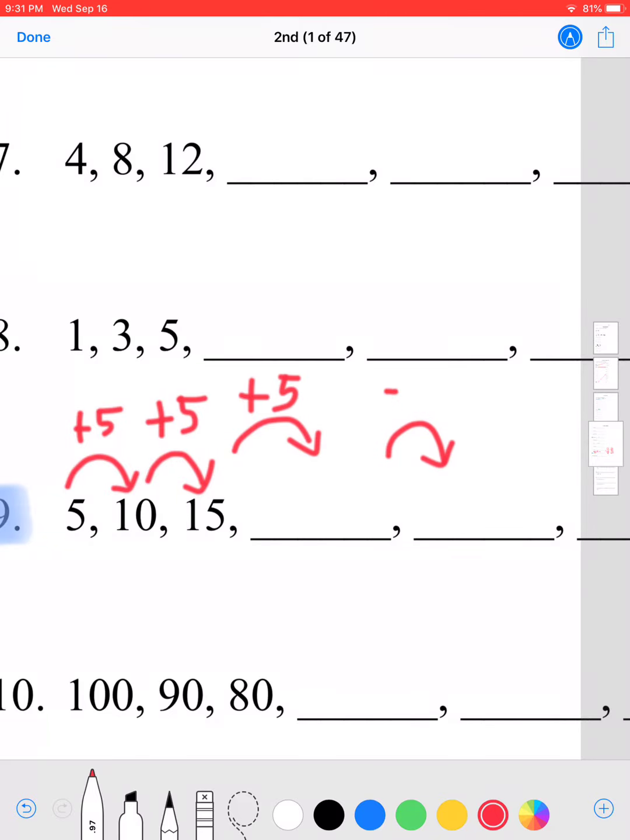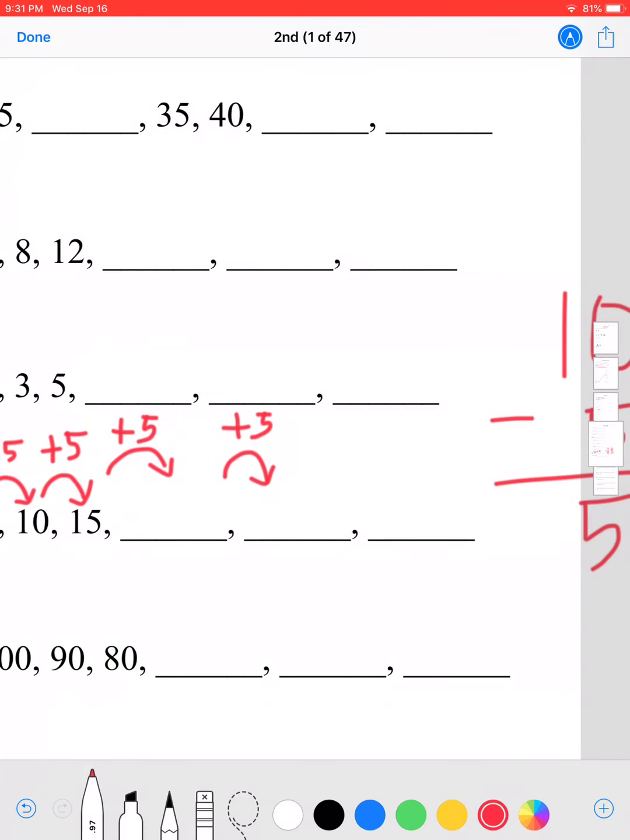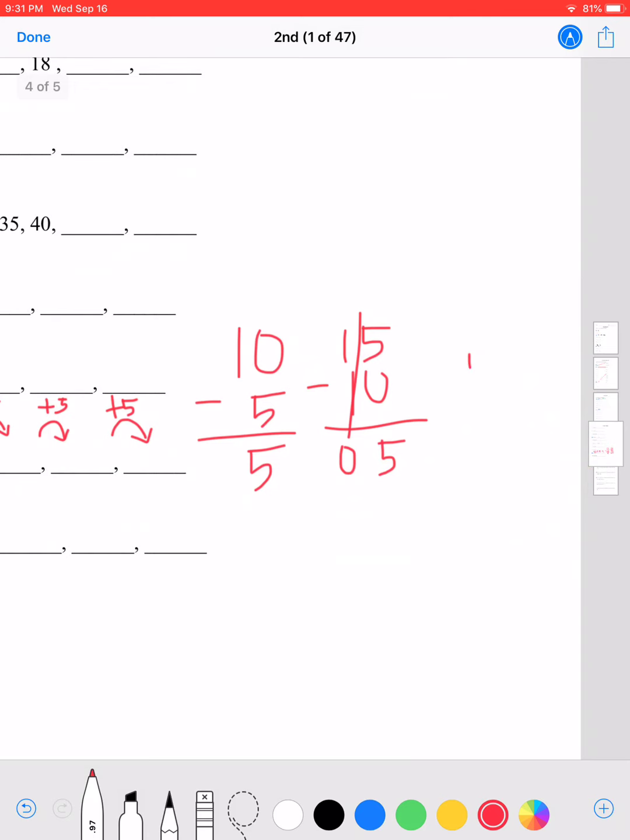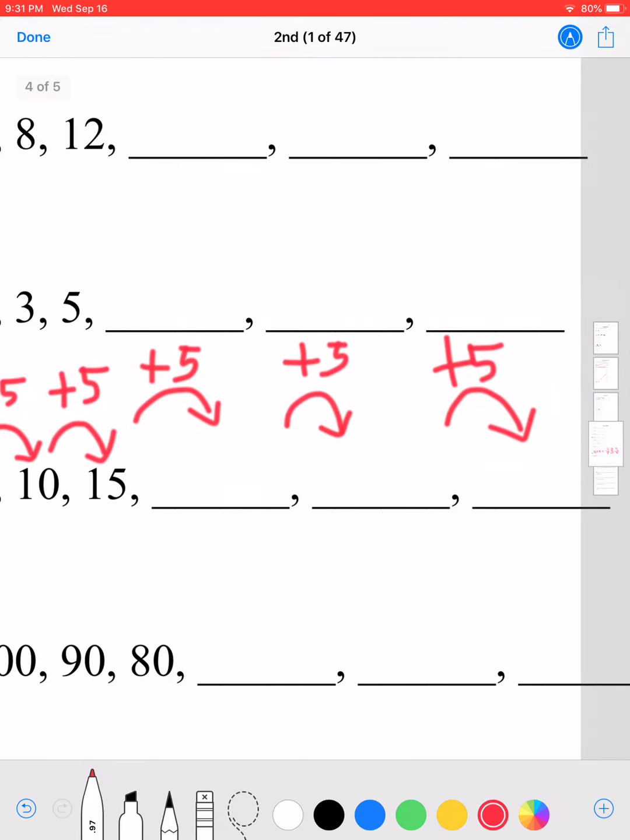Add 5 here. And add 5 here. So 15 plus 5. Let's do 15 plus 5 right here. So 5 plus 5 is 10. We're going to put a 0 and the 1 right here. That's a 10. 1 plus 1 equals 2. So the next number is 20. We'll do it in a different color. We'll do it blue. 20.